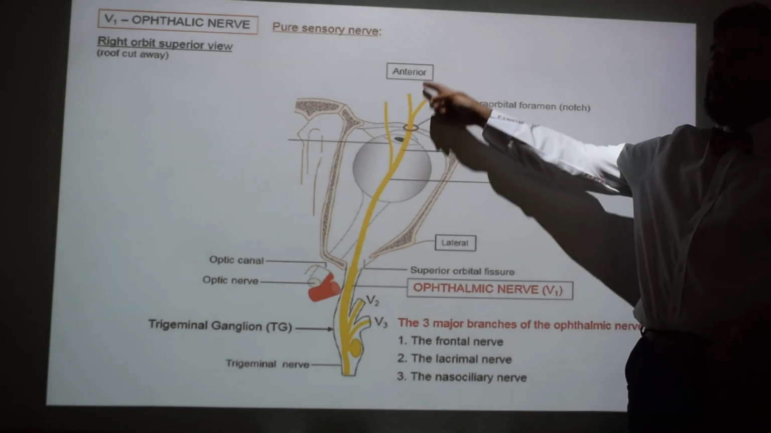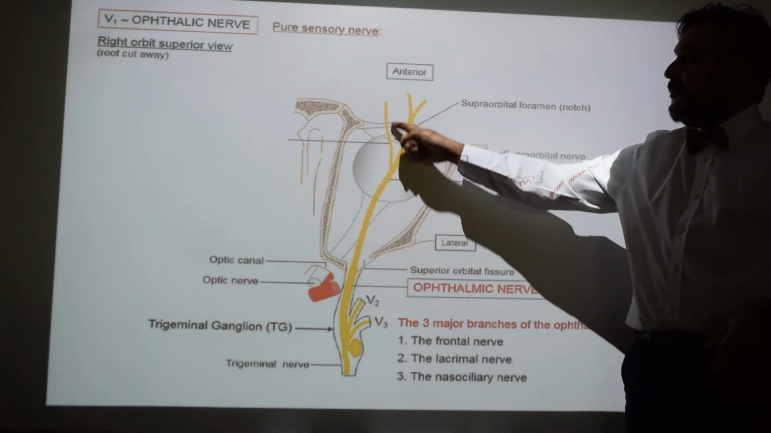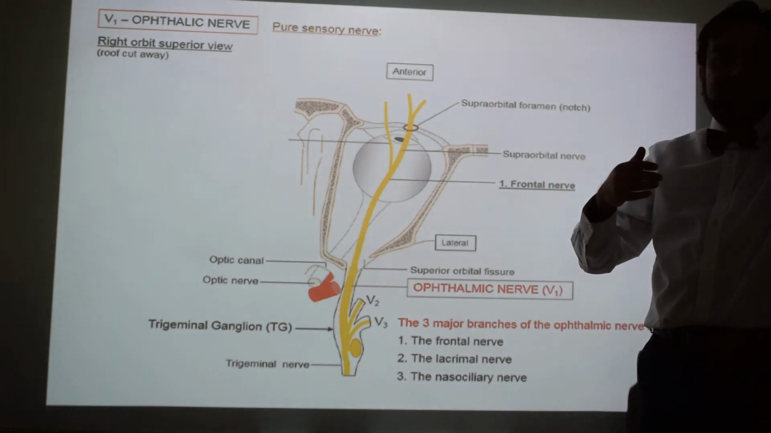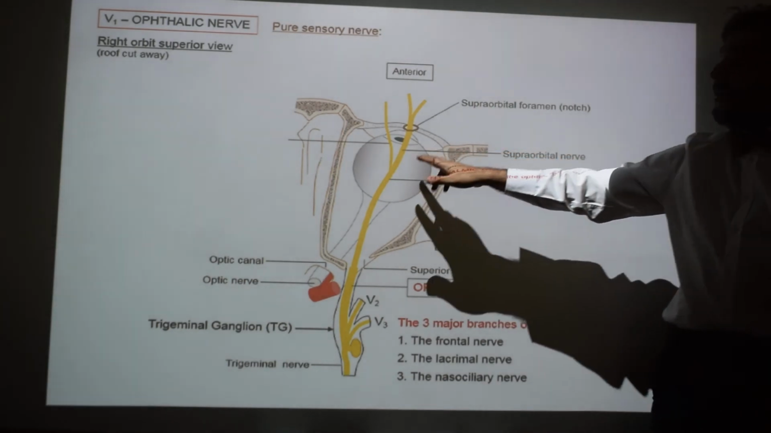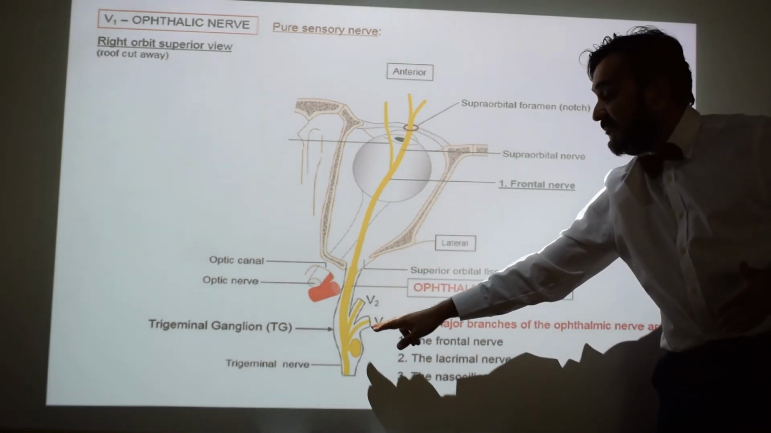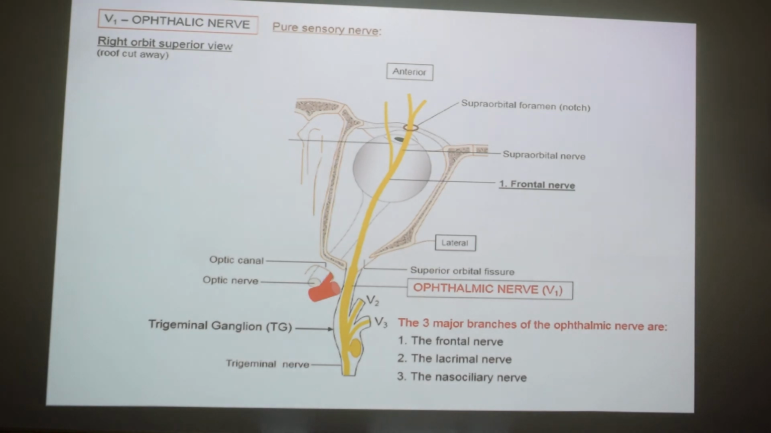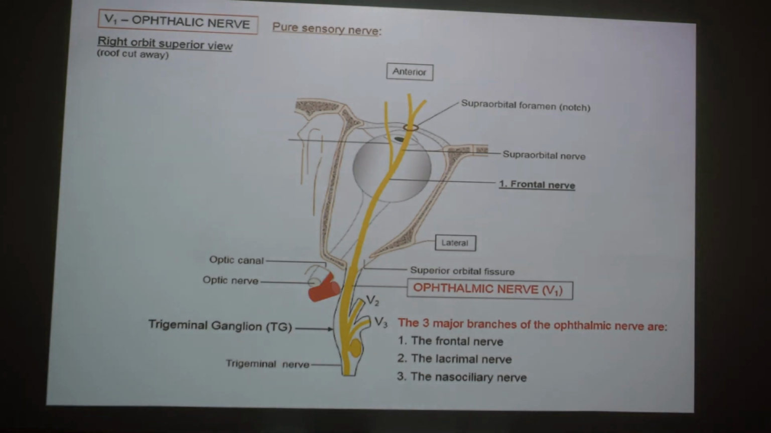Supraorbital is going to exit out through the supraorbital foramen, supratrochlear is going to exit out medially, and they are going to supply the upper lid medially, supply the forehead, the frontal air sinus and also the scalp up to the vertex. So these are the branches of the frontal nerve, the supraorbital and supratrochlear nerve.